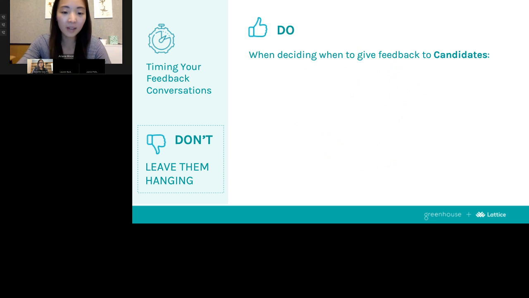So again, from the candidate perspective, there is one main don't that I want to stress here, and that's don't leave them hanging. I think you want to always treat people the way that you would want to be treated. And so when there is an expectation for a feedback conversation to happen, I think it's really important to act on that. First and foremost, provide the rejection feedback promptly.